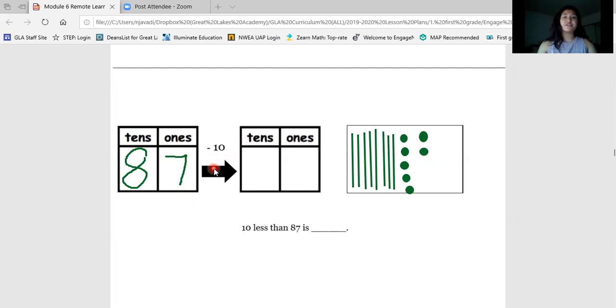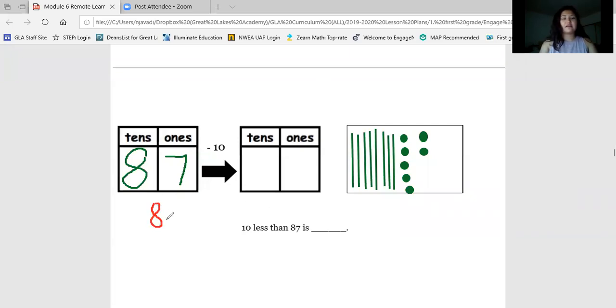If I'm going to subtract 10, do you think that I'm going to take away or subtract from the tens column or the ones column? Raise your hand for tens. Raise your hand for ones. That's right. I need to subtract from the tens column because I'm taking away 10. Now 1 ten or 10 is equal to 1 ten. So I can subtract 1 ten from my tens column.